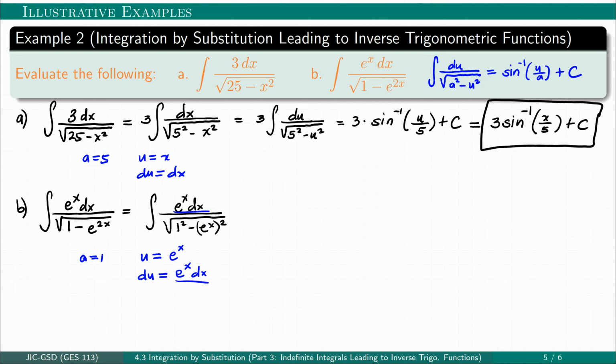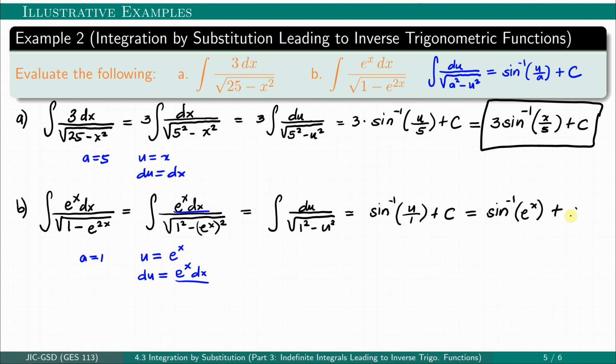Note that this is the same as the numerator. So we can rewrite our integral as du divided by the square root of 1 squared minus u raised to the second power, where e to the x is just u. Looking again at our formula, we will now have sine inverse of u divided by a, which is 1, plus c. Or we can rewrite this as sine inverse of e to the x plus c.